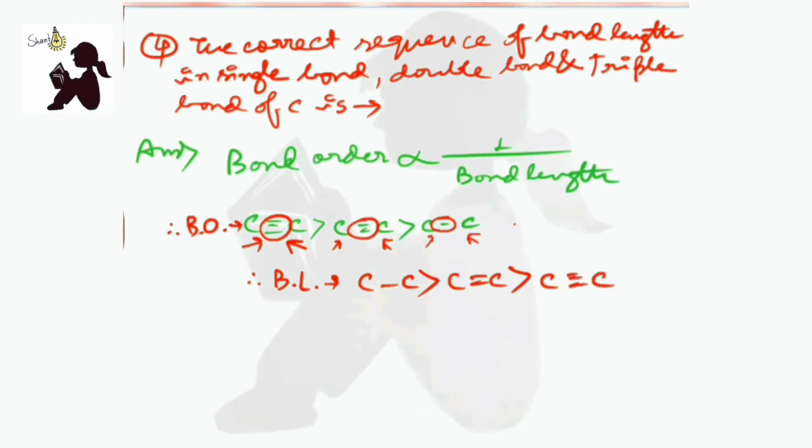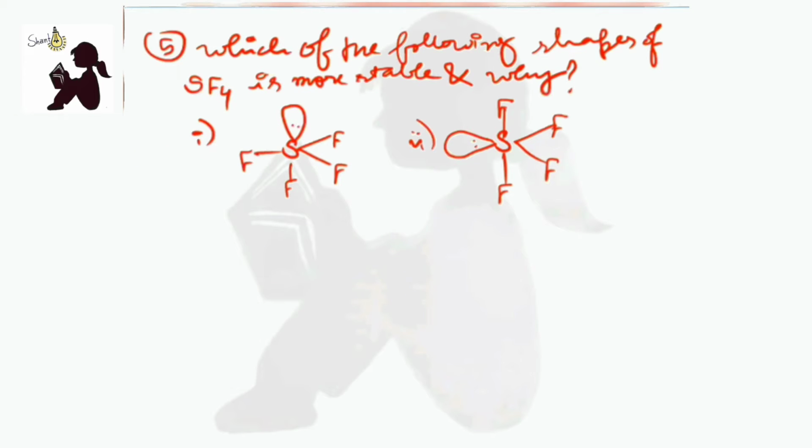Now let's see the fifth question. In the fifth question, they said that which of the following shapes of SF4 is most stable and why? Now we know according to Bent's rule. So I'm not going to explain Bent's rule here because I have told it in the video on chemical bonding. You have to see that video, then you can understand what I am saying here.